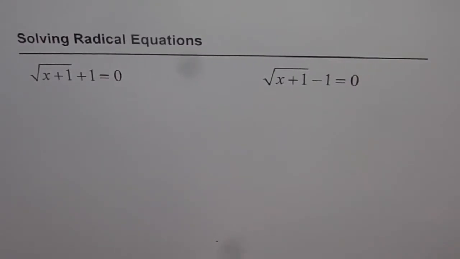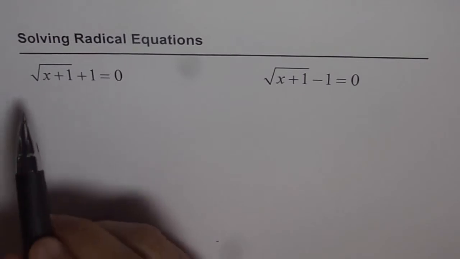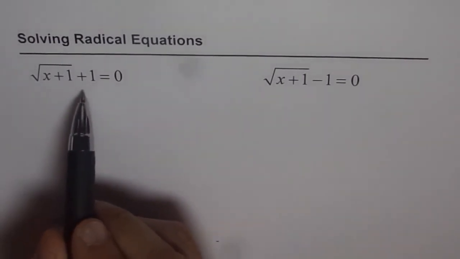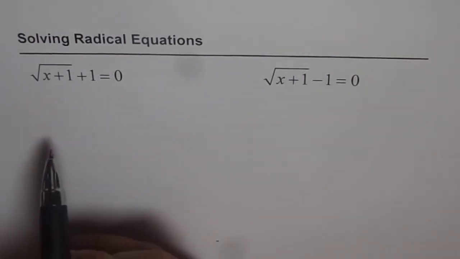Solving radical equations. We have two similar equations here, but their solutions are very different. Let's look into their solutions. The first one is square root of x plus 1 equals to 0. Let's try to solve it.